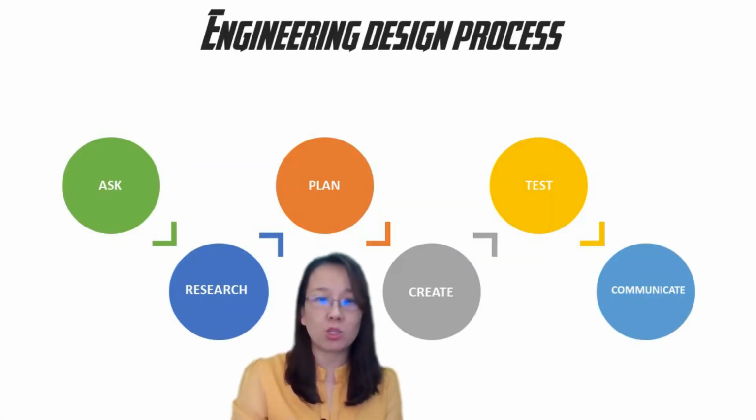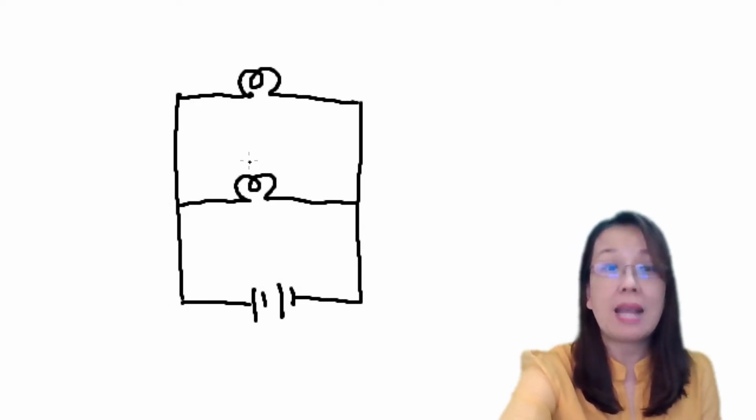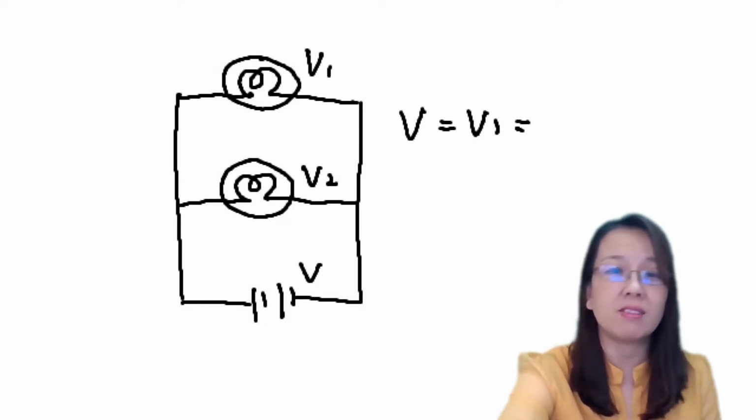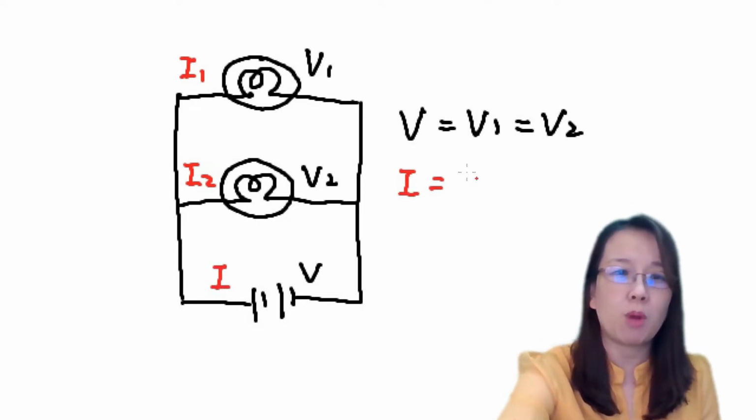Now, the next step is to research and gather information. In a parallel circuit, the components are arranged in a parallel manner that shares the same voltage with the batteries. However, the amount of current is divided between the two components. Well, let's look at the problem in Anne's room.